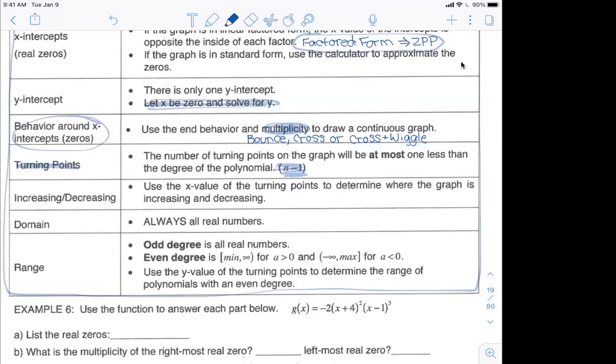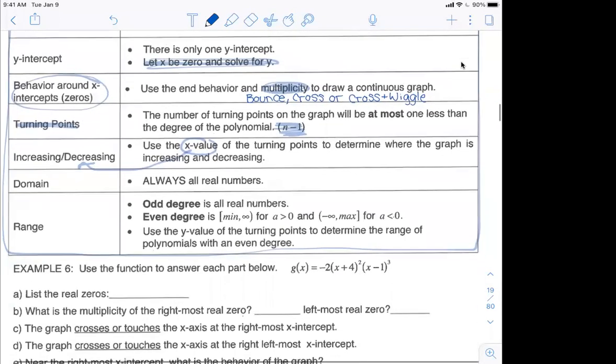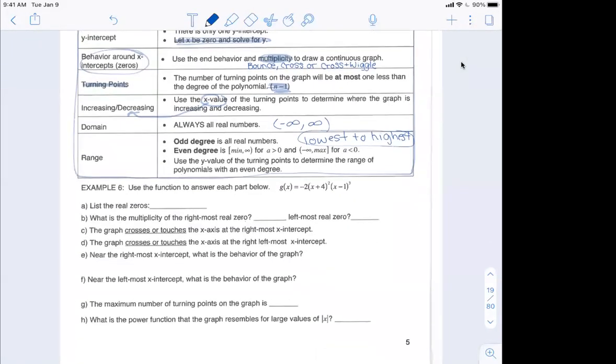Increasing and decreasing. Make sure you use x values when it's talking about increasing and decreasing. That's when you're looking at the slope. You've done increasing and decreasing since semester 1. The domain is always real numbers, so you can pretty much just write that as this. And the range is lowest to highest. If you remember that, that will help you write your range. So that's an overview of everything that we've already done so far. So let's go ahead and take a look at some examples.